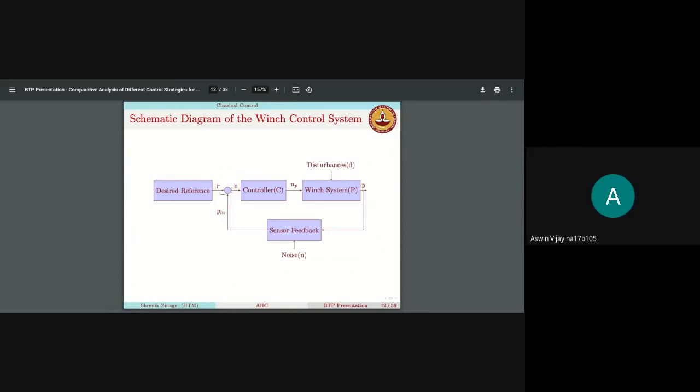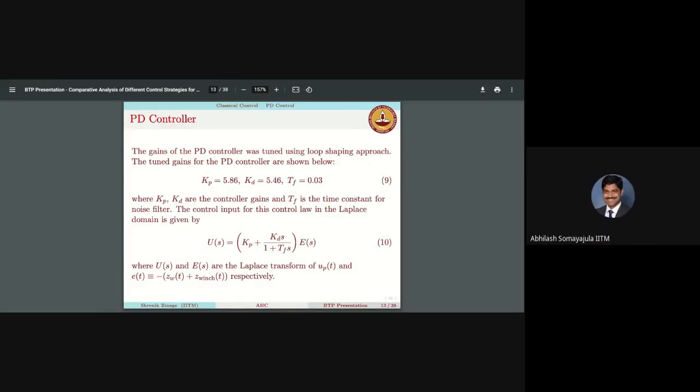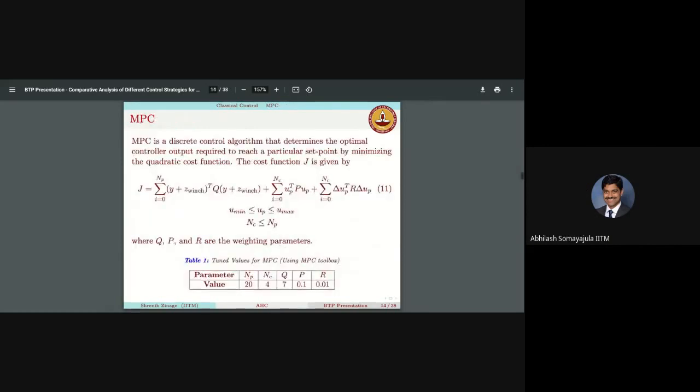Okay. So if anyone wants to know the loop shaping approach, I can explain. Does anyone want? I think for now you can go ahead with your presentation.